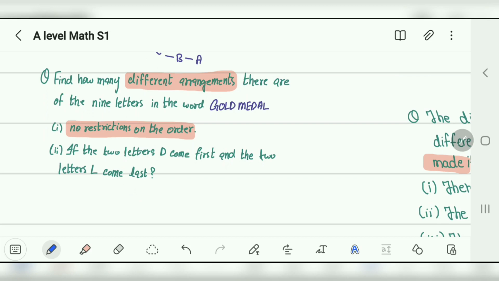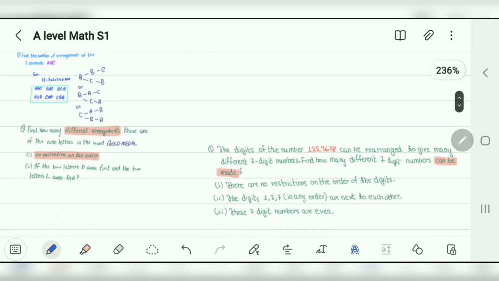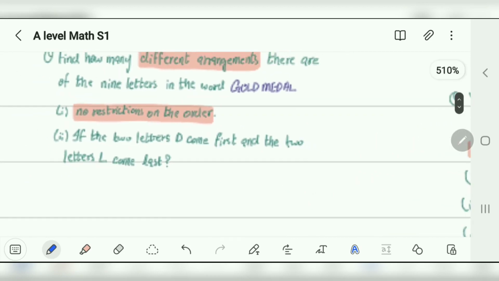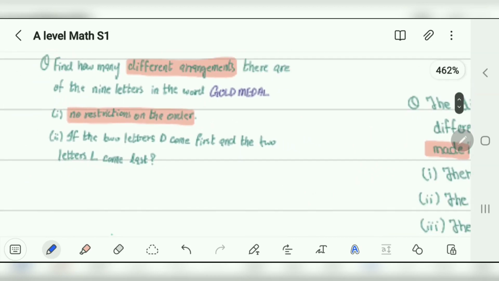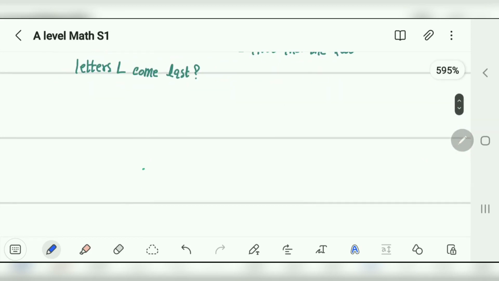Okay, one more thing I want you to understand, and that is repetitions. What happens if there is repetition in the letters? We don't want any repetition. We try to eliminate repetitions in order to make a clear answer. Okay, so let's go on with it.